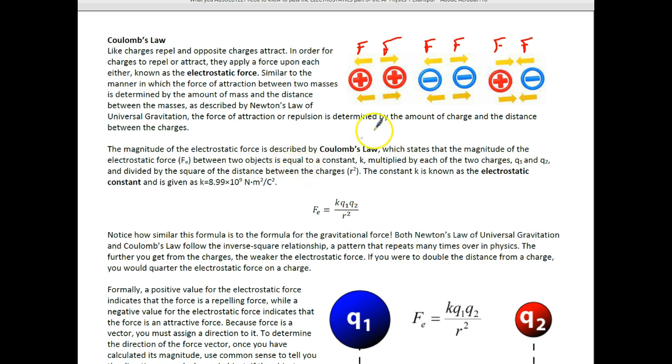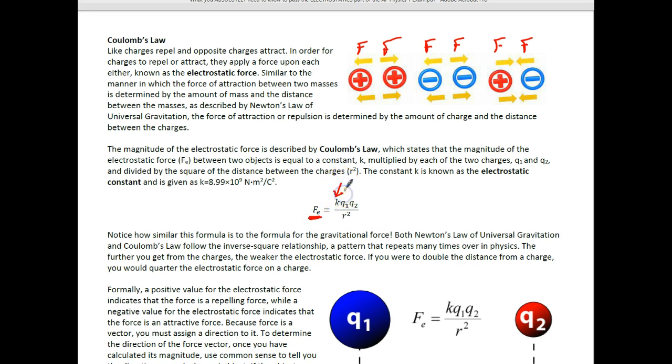And if we remember, we also said that there was a force between two planets, and we called that Newton's law of universal gravitation, and we looked at those. So Coulomb's law is very, very similar to that in that the force is proportional to 1 over the distance between the two, squared. So when we look at the equation that you see here, there's several things. This is the electrostatic force.